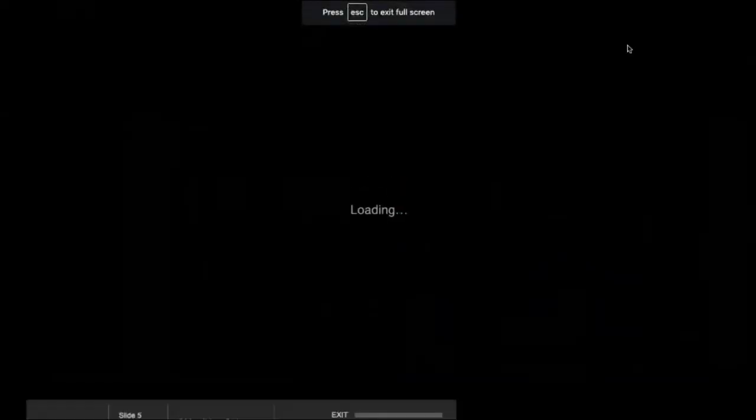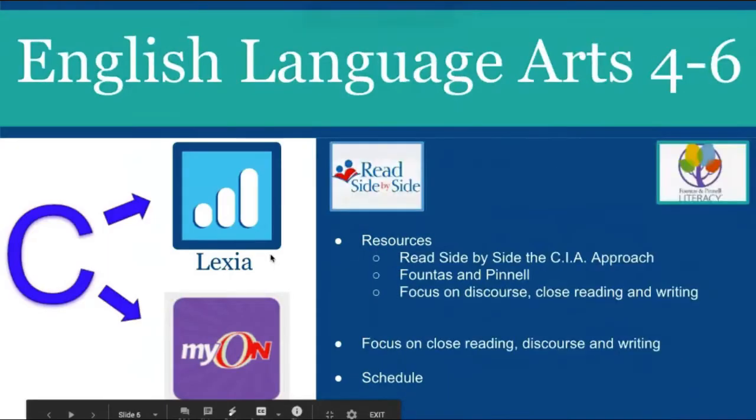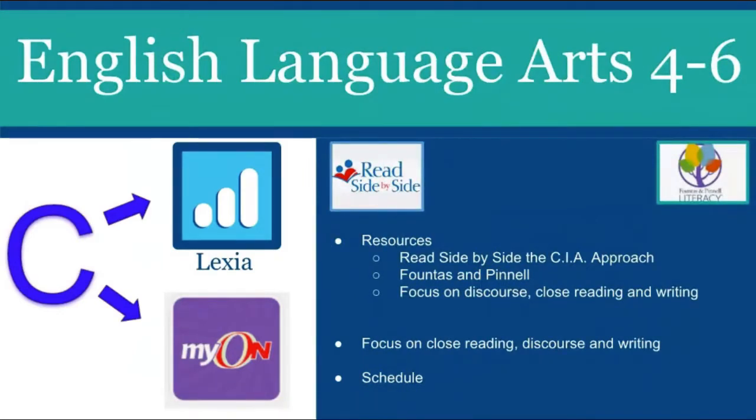So let's move on to grades 4 through 6. So in grades 4 through 6, we again have Clever, our single sign-on. We have Lexia, which is the program that the students use that engages them in learning. We have Myon again for our independent reading. But along with that, we have something called Read Side by Side.